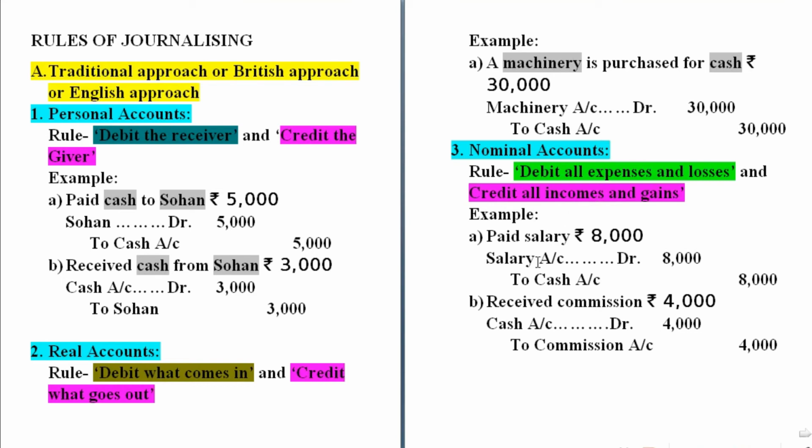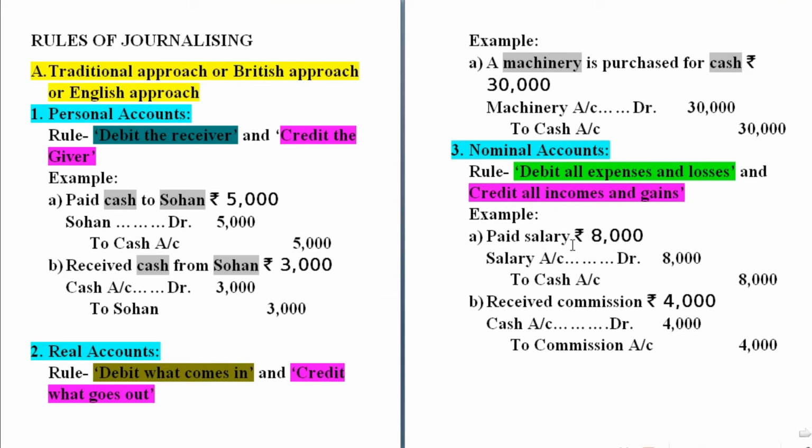Here the first example says paid salary. Now you will be confused. There is only one account which I can see in the question, right? Paid salary rupees 8,000. Then how will I tell which other account is being affected? Whenever there is no word such as cheque, only paid salary rupees 8,000, we will quickly assume that this salary is being paid in cash.